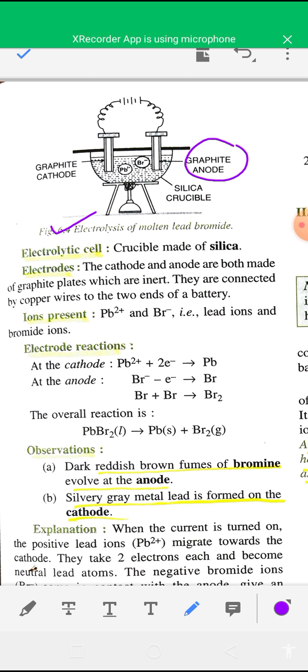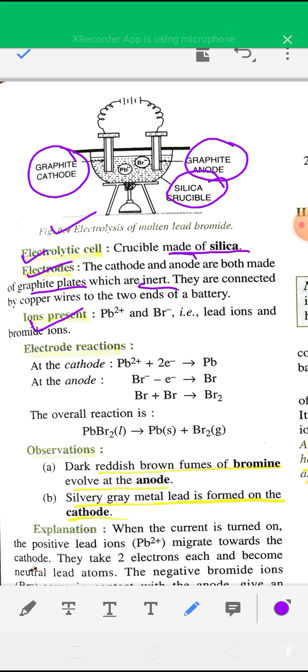Here graphite anode and graphite cathode, both cathode and anode are made up of graphite, and this electrolysis is carried out in a silica crucible. The electrolytic cell is a crucible made up of silica. Electrodes are cathode and anode, both made up of graphite plate, and these graphite plates are inert electrodes. Ions present in the electrolyte are Pb2+ and Br-.